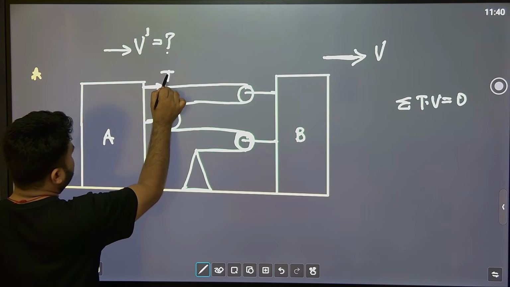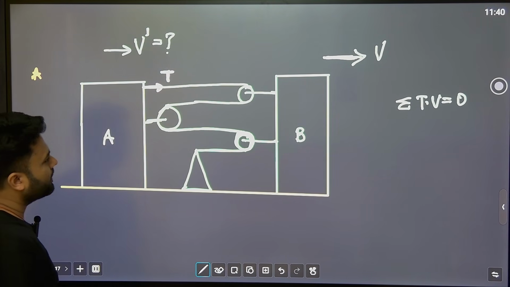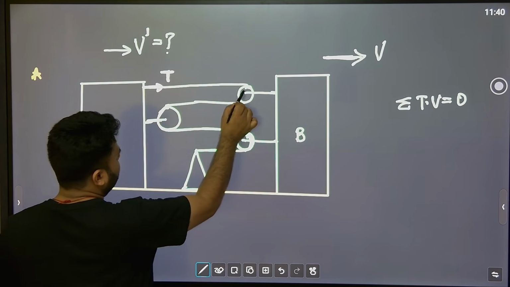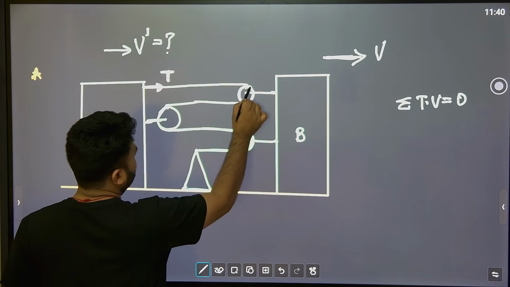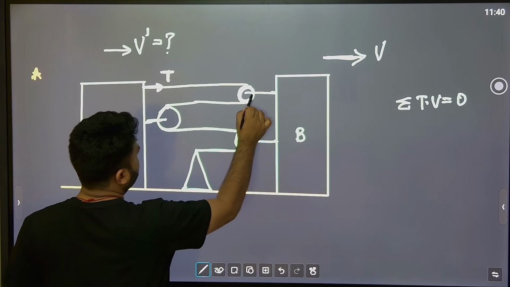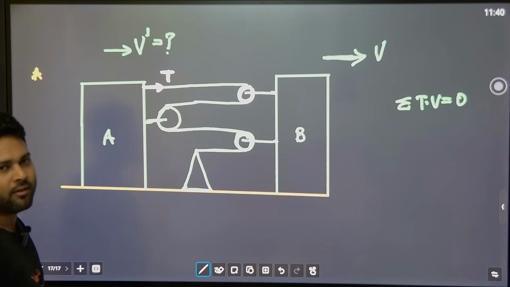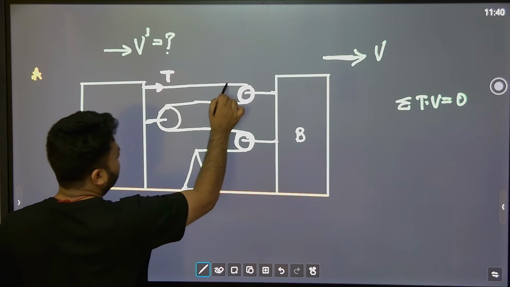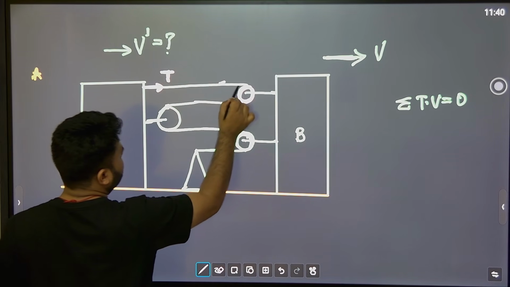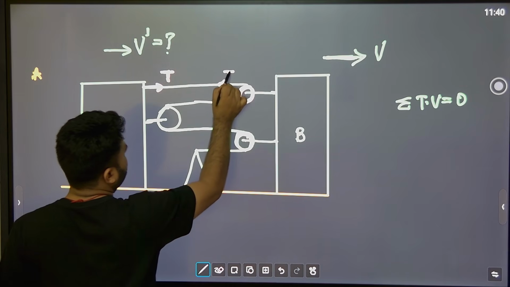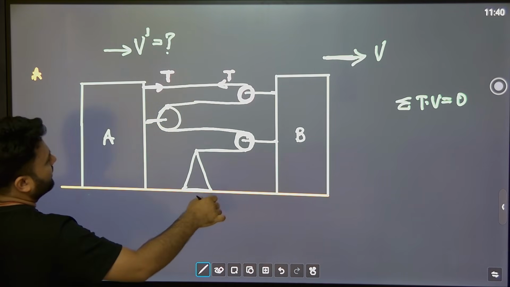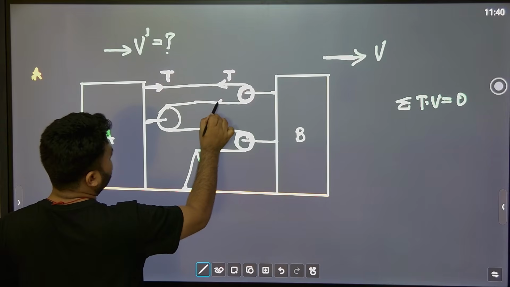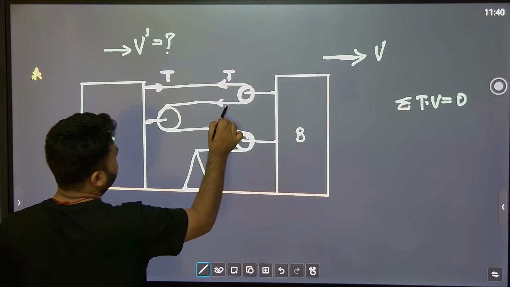So suppose this is T, correct? For this pulley, if I want to tell, tension will act away. So tension will act away means this will be T. Why T? Because same string. Here also tension will be T. Here also tension will be T.